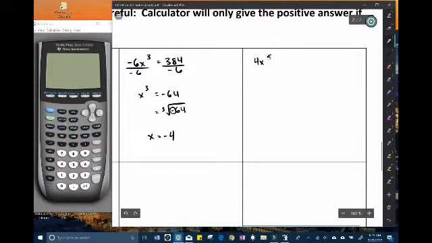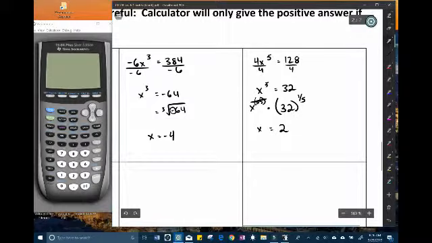4x to the fifth. Let's say it's equal to 128. Divide by 4, divide by 4. X to the fifth would then be 32. Fifth root. So you can also think of it as taking the 1/5, because that's kind of what's happening here. If you take the 1/5 of this and divide by 5, that cancels out, then you get just 2 for your answer there.